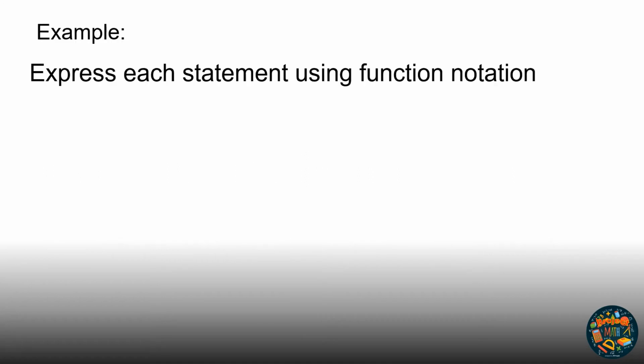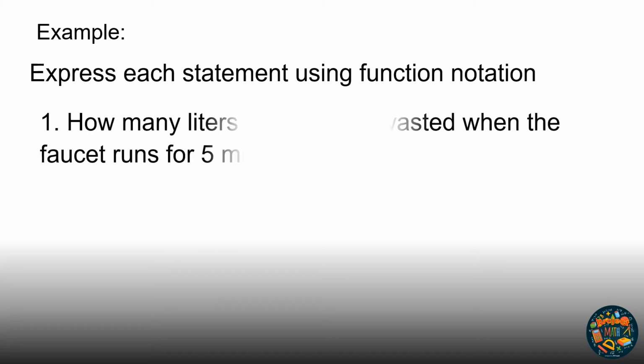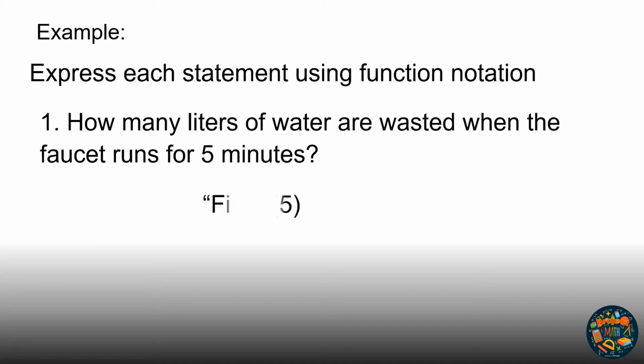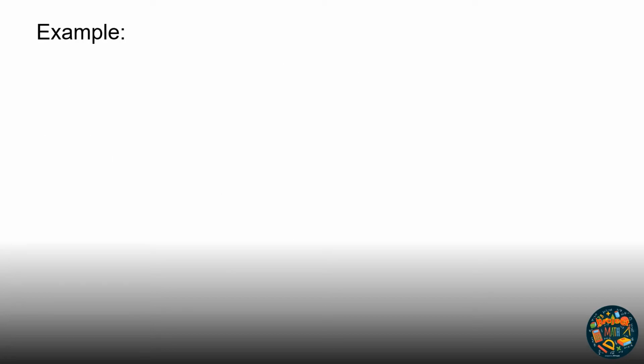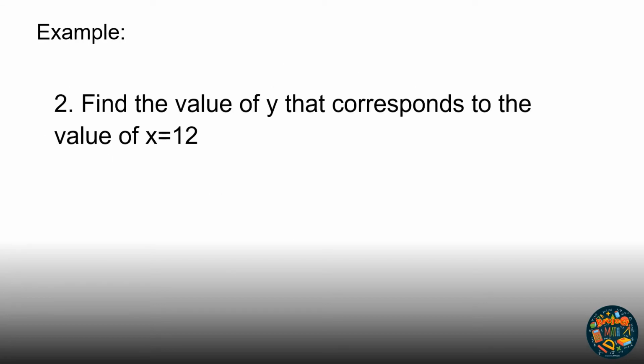So let's have our example. Express each statement using a function notation. How many liters of water are wasted when the faucet runs for 5 minutes? When we represent this as a function notation, this is simply saying the same as find f of 5. Another, find the value of y that corresponds to the value of x, which is 12. So, in function notation, this is the same as find f of 12.